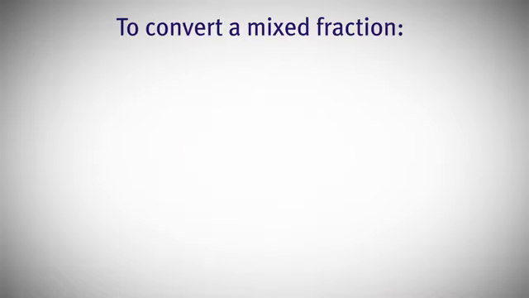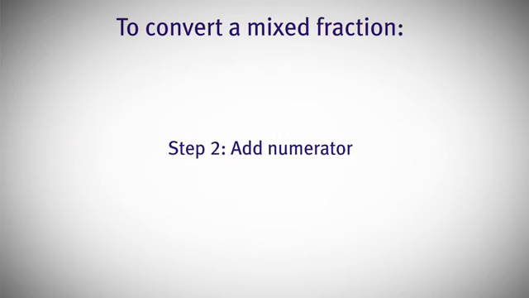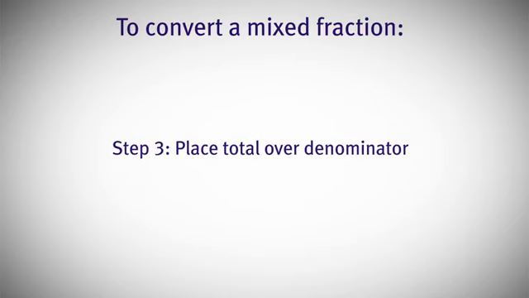For the most part, you're going to want to convert mixed fractions in order to be able to add, subtract, multiply, and divide them. So let's go over the steps for converting a mixed fraction. Step number one, multiply the whole number by the denominator. Step number two is to add the numerator. Step number three is to take that total and put it over the denominator.